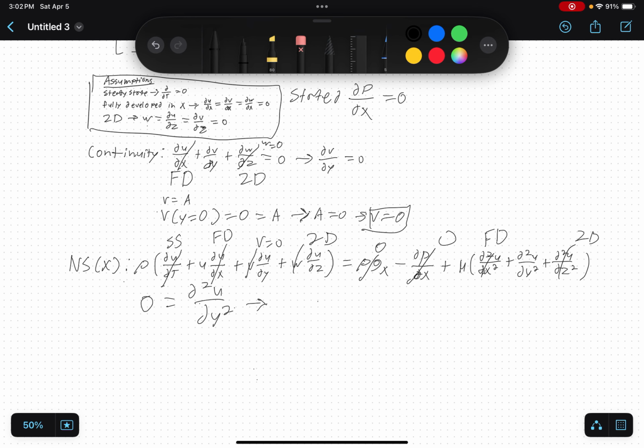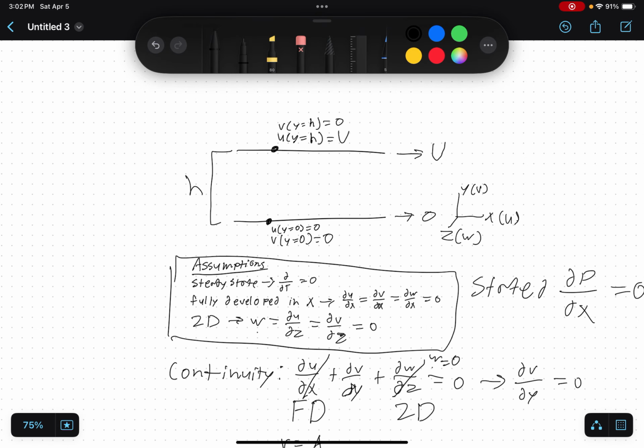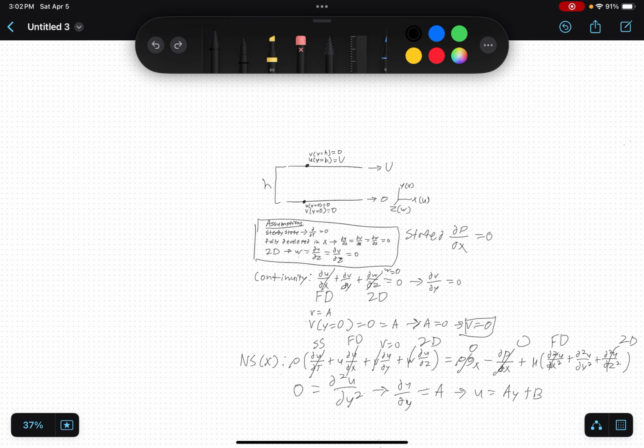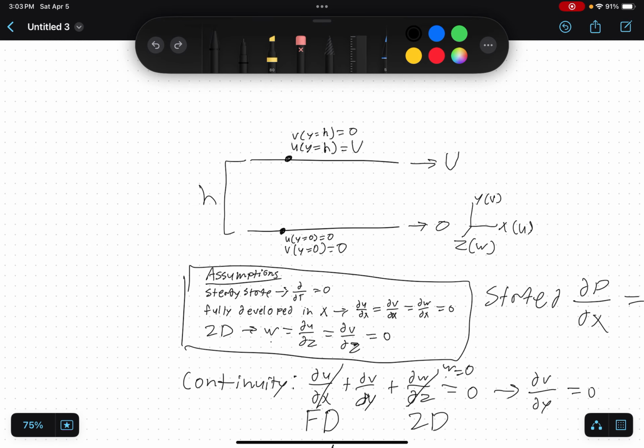Okay, so what can we do? Well, we can integrate it, and we'll get du dy equals a constant. I also swapped the sides. I'm going to call it a. We can integrate it again, and we'll get u equals a y plus b. So this is a line equation. Right off the bat, you can tell it's going to look like a line, and you'd be right. It won't look like the parabola kind of thing.